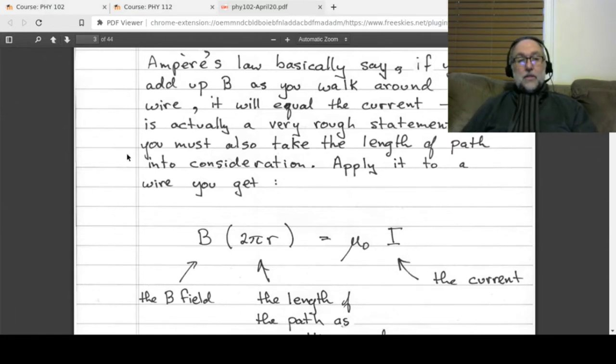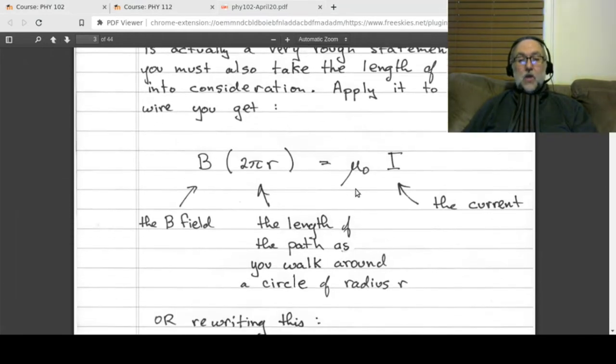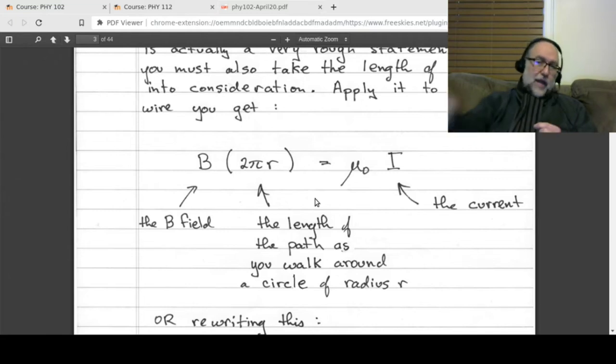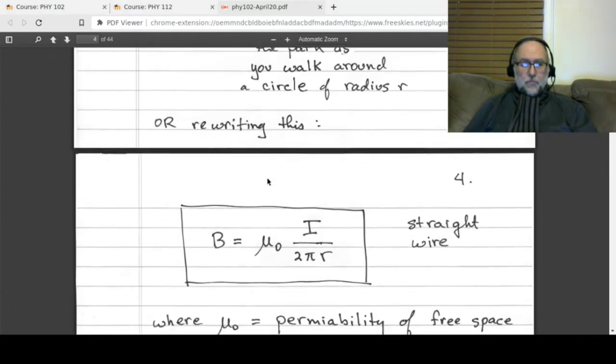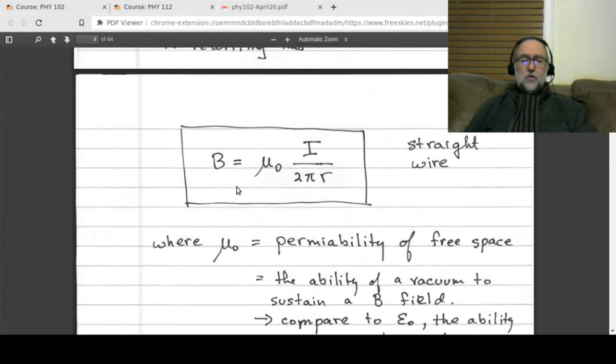And then there's also this other constant, mu naught, which is called the permeability of free space. So again, Ampere's law is you add up the B field as you walk around a wire, multiplied by every little step. If you're walking around the wire at some radius r, then you're tracing out a circle of radius r, and the circumference of a circle of radius r is 2 pi r. So here's the B field, here is the total distance that you walked around it, and that's got to equal the current going through the wire multiplied by the permeability of free space. If you rewrite this, it looks like that, and this is how we will use the equation.